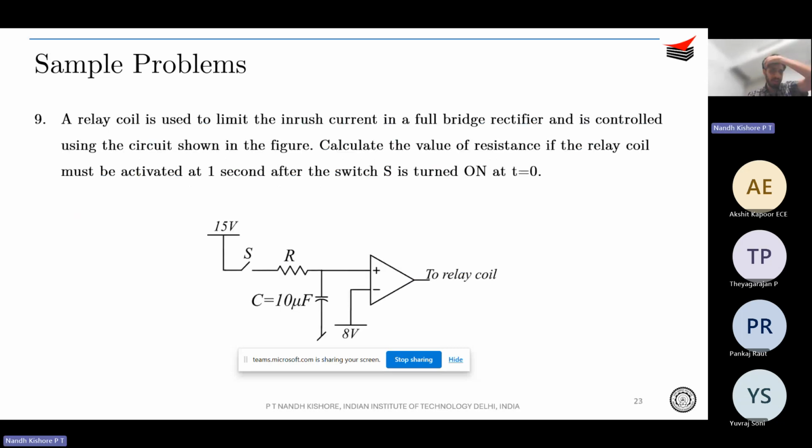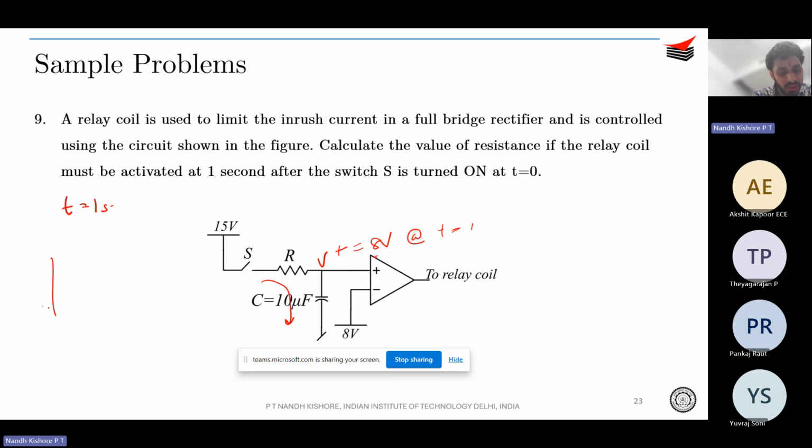Okay. A relay coil is used to limit the inrush current in a full bridge rectifier and is controlled using the circuit shown in figure. Calculate the value of resistance if the relay coil must be activated at t equal to 1 second. So at t equal to 1 second, I want the relay coil to act, which means that V plus needs to be 8 volt at t equal to 1. So the RC charging circuit needs to be such that the capacitor voltage increases to 8 volt from 0.